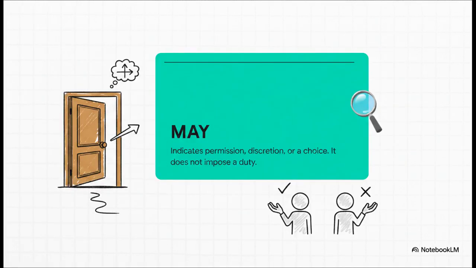And on the flip side, we have may. Think of may as opening a door. It doesn't force you to walk through it. It gives permission or discretion. So if a document says, the board may appoint a successor, what does that mean? It means the board has the option, the choice to do it. They're allowed to, but they don't have to.